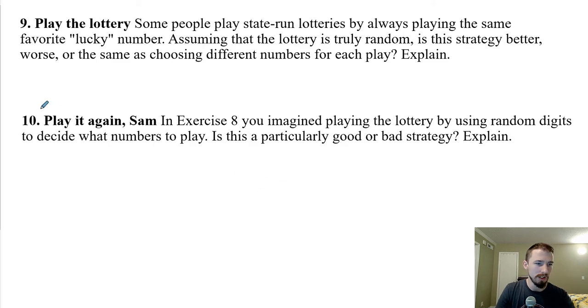All right, number 10. Play it again, Sam. In exercise 8, you imagine playing the lottery by using random digits to decide what numbers to play. Is this a particularly good or bad strategy? All right. So again, it doesn't matter if you use random digits like we used or if you use your favorite or lucky numbers. They're still the same, so it doesn't matter because the randomization is on the actual selection process of the balls. So each one of them is equally as likely.